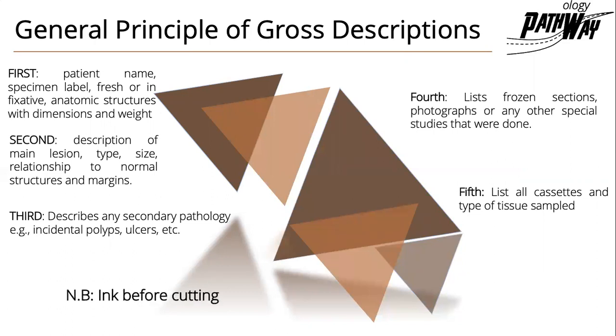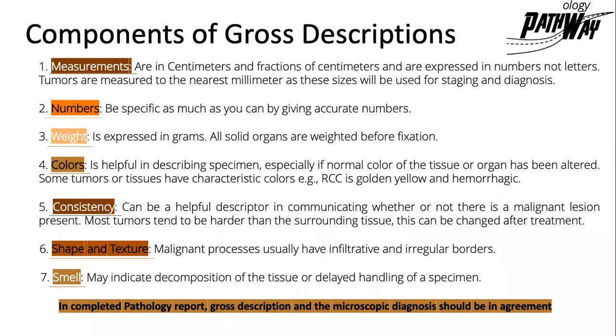An important note here, please ink the tissue before cutting. So, the components we use in gross description, measurements, we use centimeters and fractions of centimeters like 3.2, like 4.0, and they are expressed in numbers, not letters. Tumors will be measured to the nearest millimeter, and this size will be used for staging and diagnosis. For the numbers, be as specific as you can, giving accurate numbers.